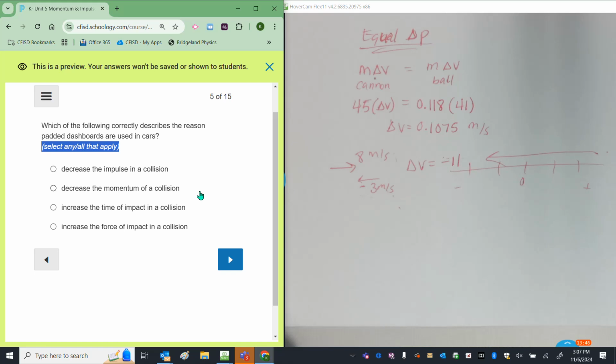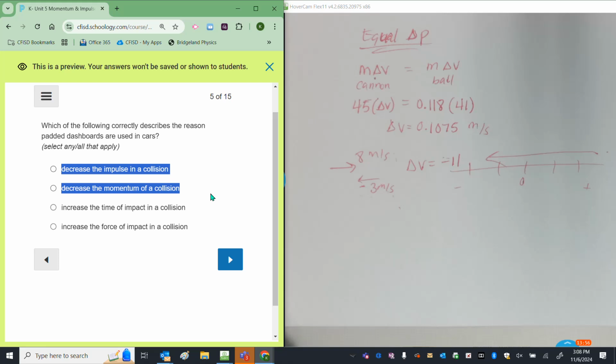Okay, why do these soft things exist in these collisions? What you want to think about here is that the impulse and the momentum are going to be unaffected by this. The impulse of a collision is not going to be affected by your airbag. It's not going to be affected by your crumple zone. The impulse is going to be determined by how fast you're driving and how heavy your car is, and that's it. And so that's going to be the same.